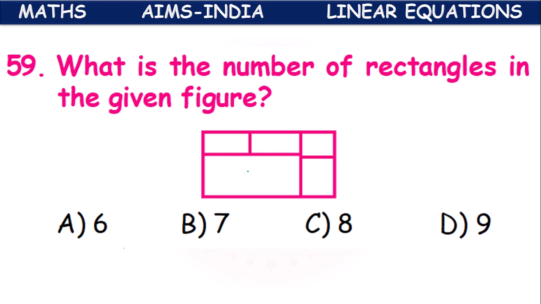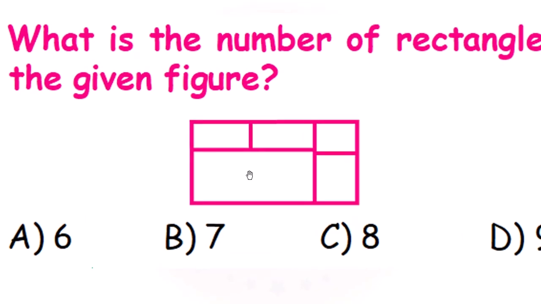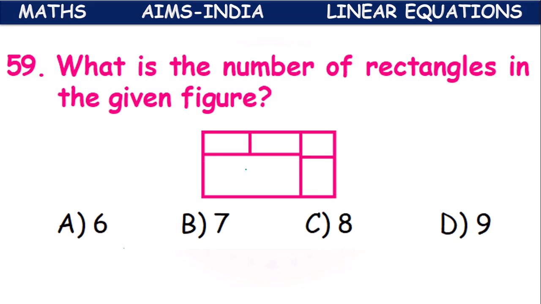Next, children. So what is the number of rectangles in the given figure? Number of rectangles. 1, 2, 3, 4, 5, children. Individual 5. After 5, they are asking about rectangles. This will be a rectangle. 6. This will be a rectangle. 7.